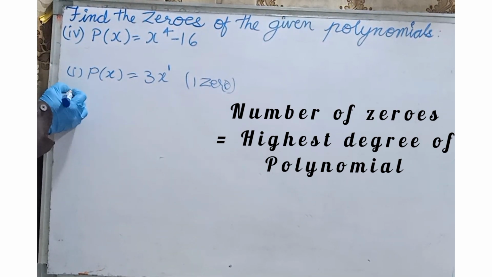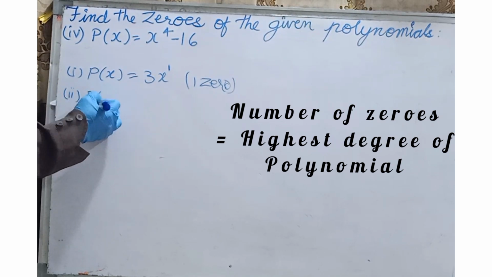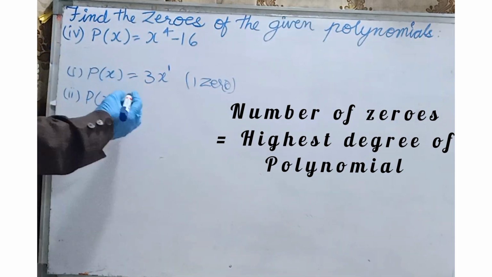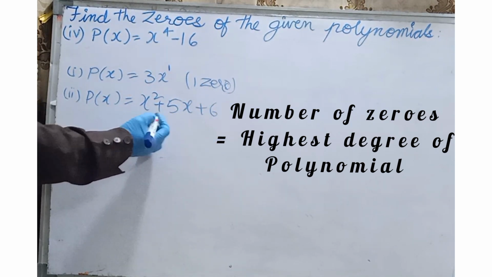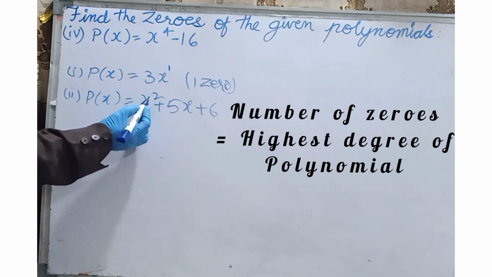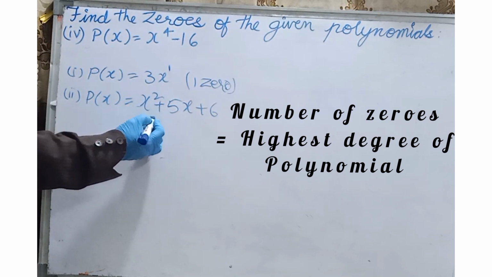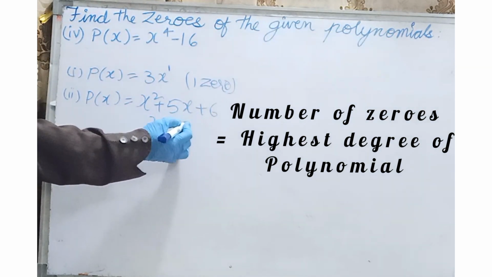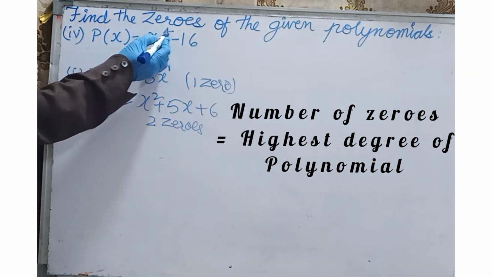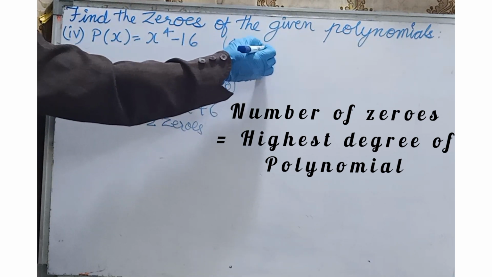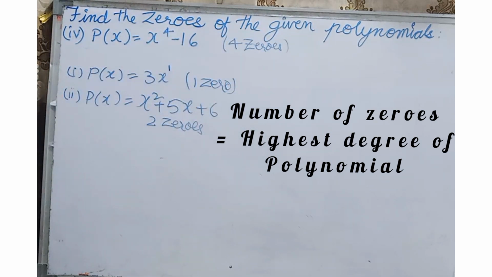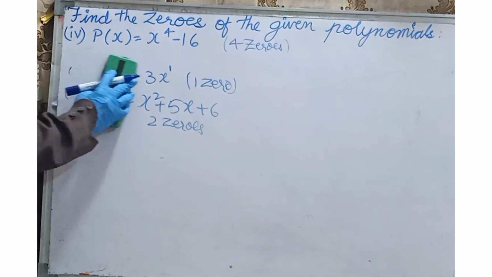In the second question, p of x is equal to x square plus 5x plus 6. In this question we will get two zeros, since the highest power here is 2. Now in this question the highest power is 4, so in this we will get 4 zeros. Okay students, is it clear to you all? To find how many zeros there are, we have to check the highest power of the polynomial. Now we'll do the sum.